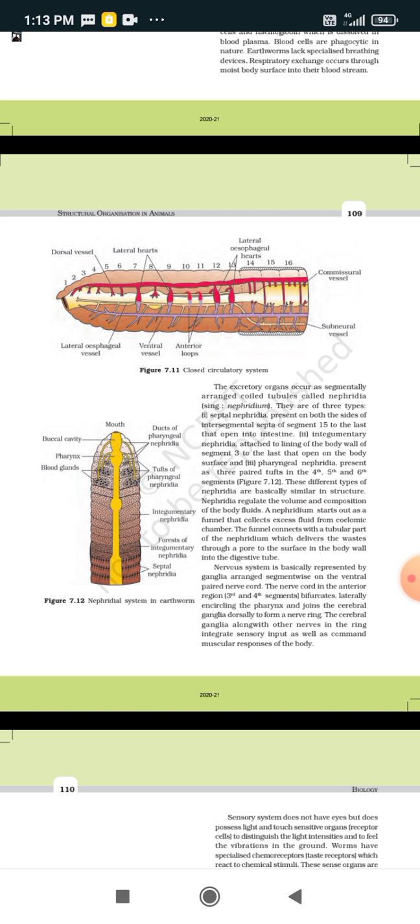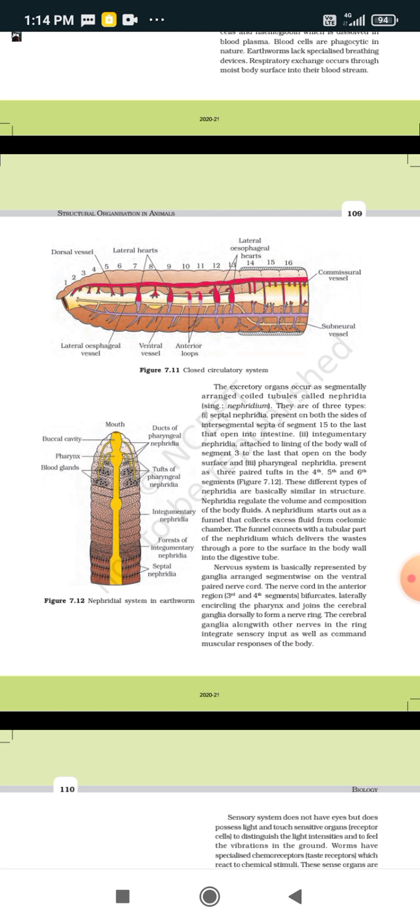Now, next is the nervous system. The nervous system is represented by ganglia arranged segment-wise on the ventral paired nerve cord. In the earthworm, the ganglia are present segment-wise, and these ganglia are found on the ventral side. The main structure included in the nervous system of earthworm is the paired nerve cord, which is present on the ventral side.